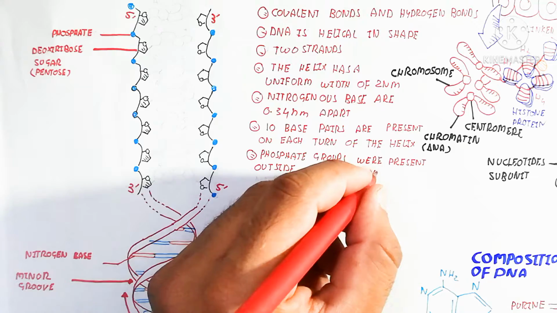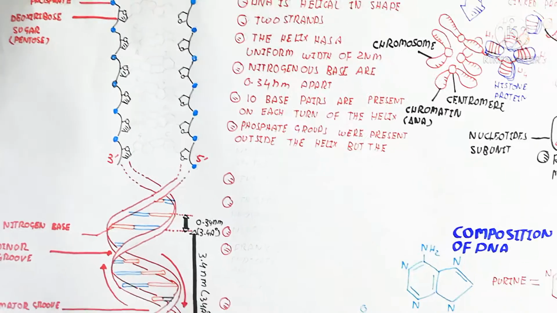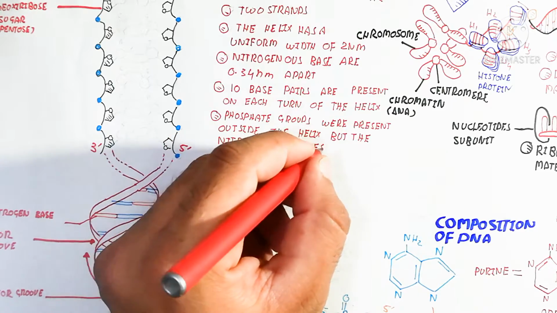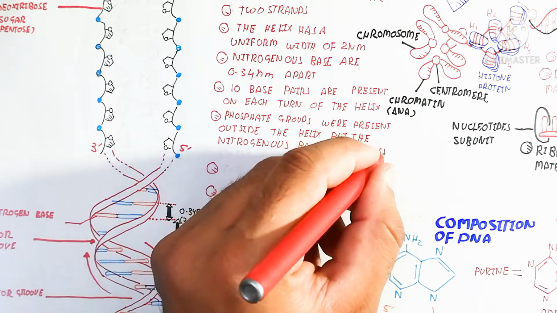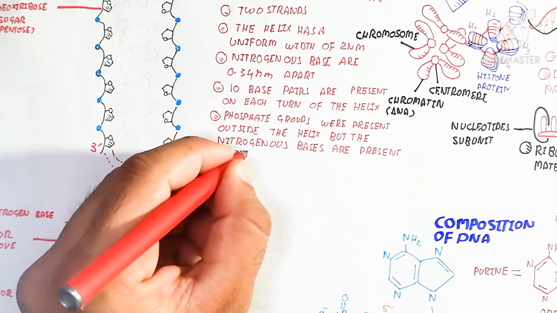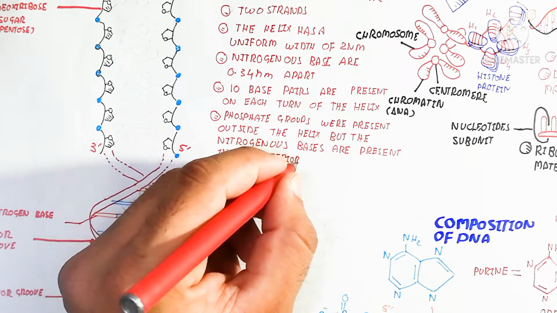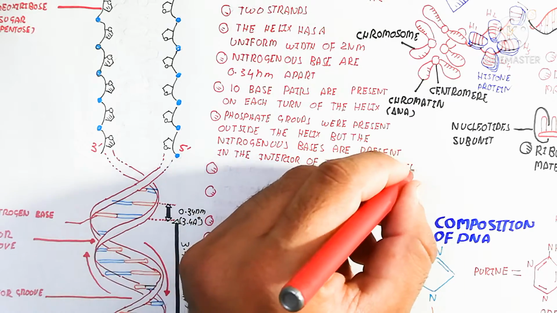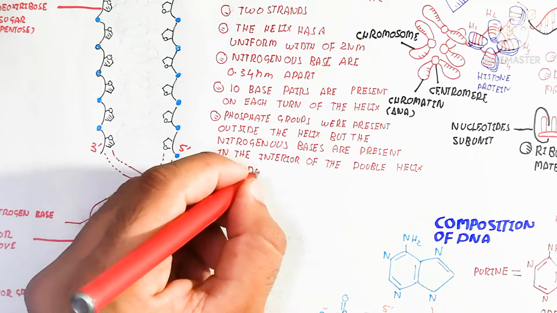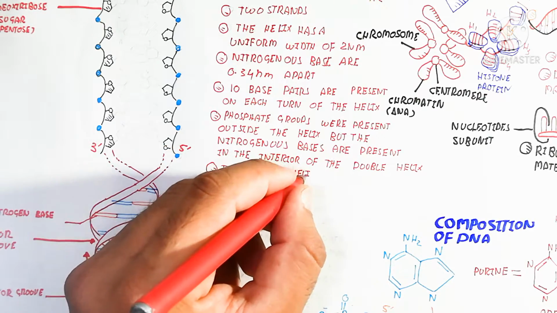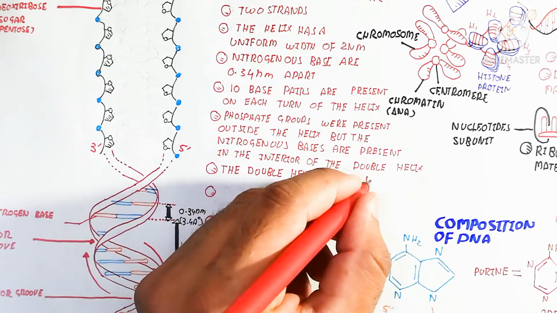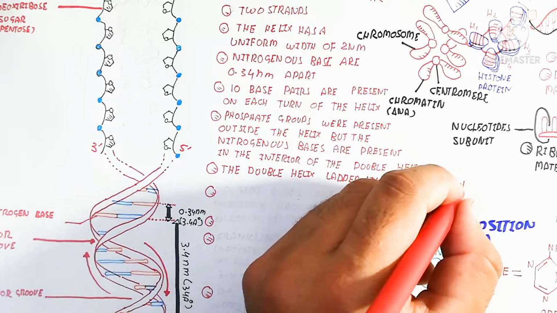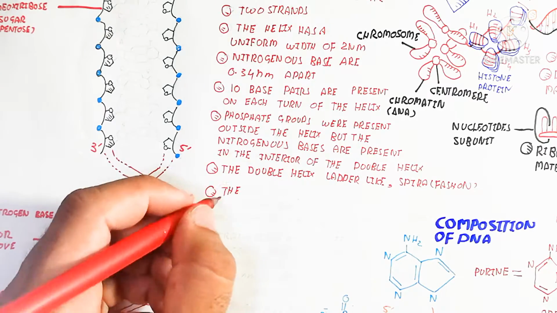So remember, the side ropes are the equivalent of the sugar phosphate backbone. Here the nitrogenous bases are in the form of pairs, so this is pair formation. Franklin's X-ray data indicate that the helix makes one full turn after every 3.4 nanometers of its length. So this length is one turn of the helix.